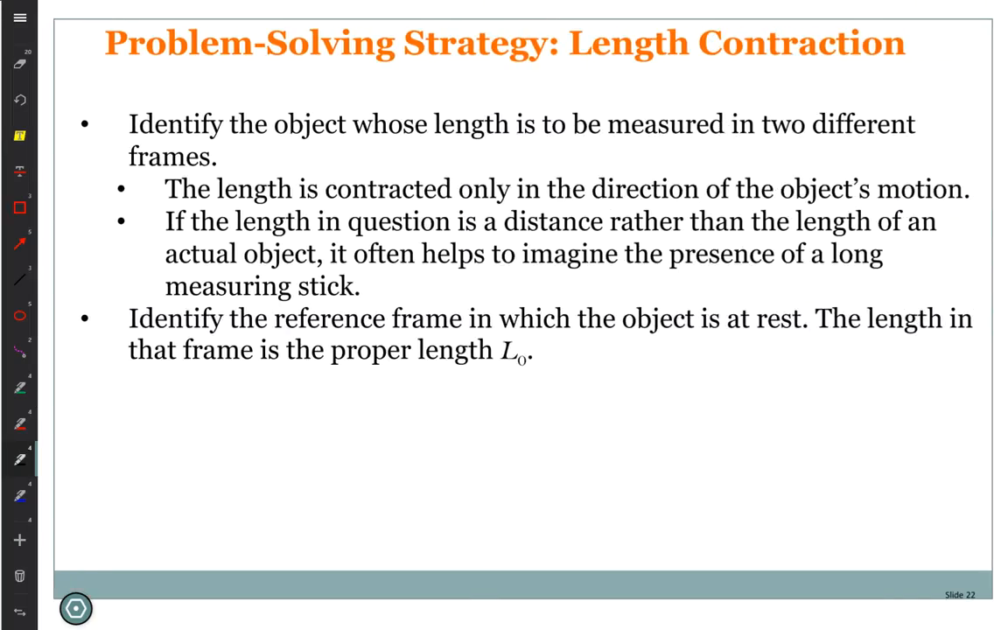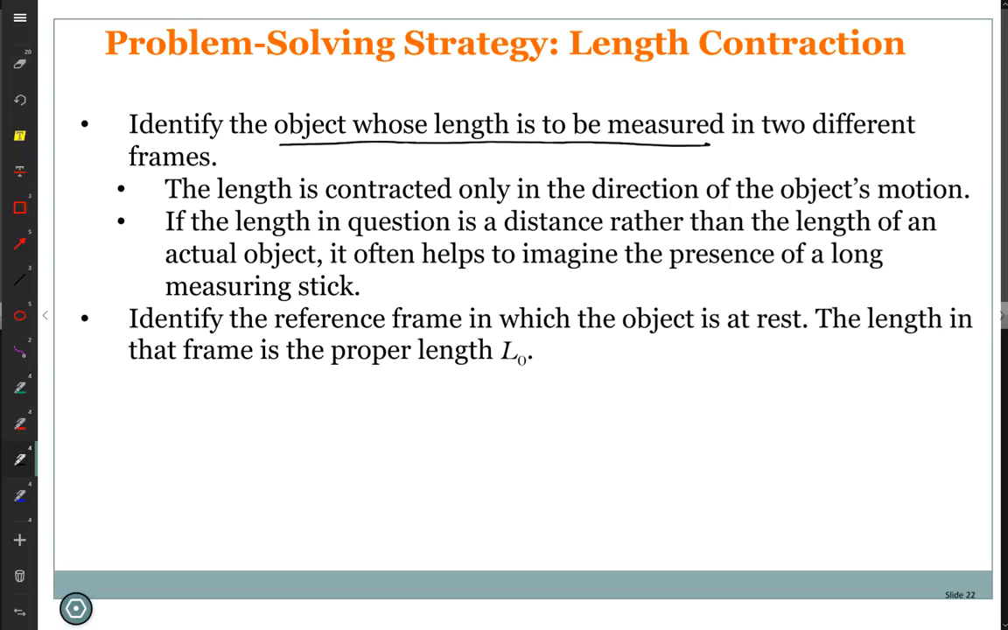Here's my problem-solving strategies. Make sure you identify the object whose length is to be measured, and the length contraction only applies in the direction of motion. So if I am moving like this, the length stays the same, the height stays the same. It's only this dimension that changes. Hence, if you want to look good, if you're fat like me, you travel so that your belly is going forward because that'll make it look like you're thinner that direction. If I went the other way and traveled head first, I would look shorter but keep my width, and that would be bad.